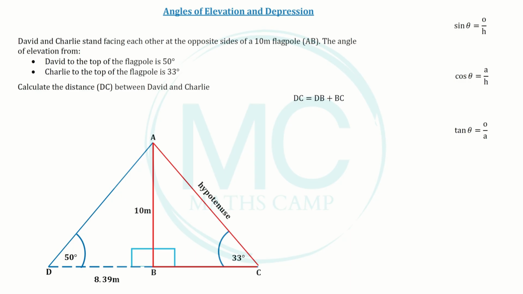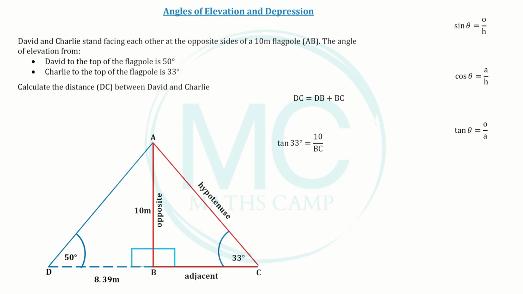AB is the side opposite the angle of 33 degrees, and BC is the adjacent side. Again, we have the length of the opposite side, and we need to find the length of the adjacent side. So once again, we can use tan, and we can say tan, our angle, 33 degrees, is equal to the length of the opposite side, 10, over the adjacent side, which in this case is BC.